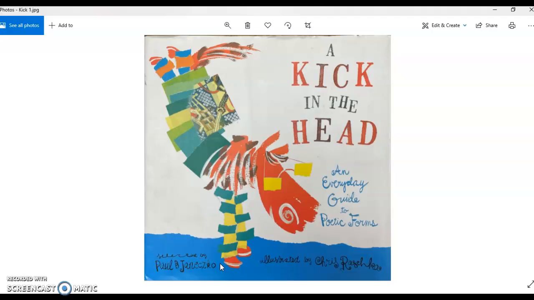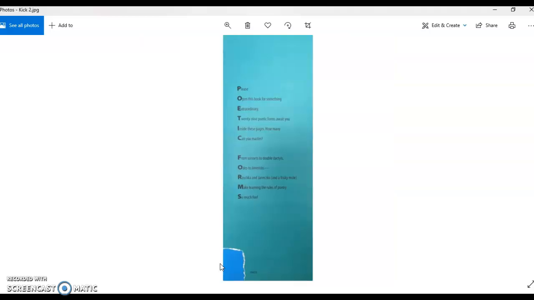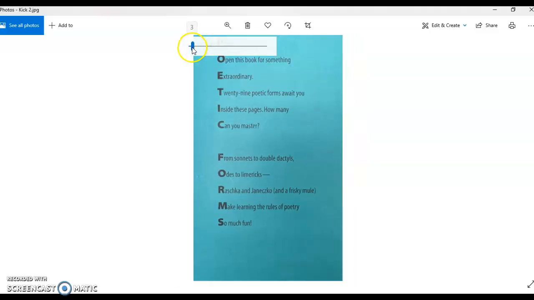So I'm going to use this book to kind of kick us off with A Kick in the Head, an everyday guide to poetic forms, written or collected by Paul B. Janeczko and illustrated by Chris Raschka. On the inside cover, it's got an acrostic poem, which is one of the forms we'll study. And you can see down the side here, it's got poetic forms. And as I zoom in, I can see that poetic form a little bit better.